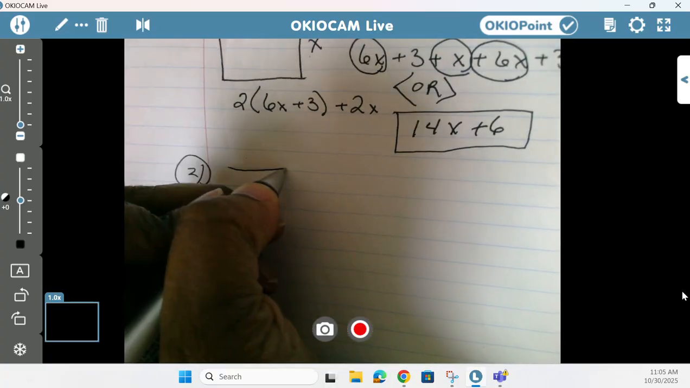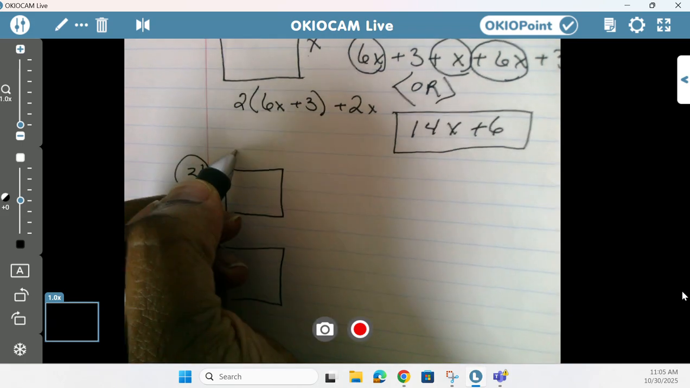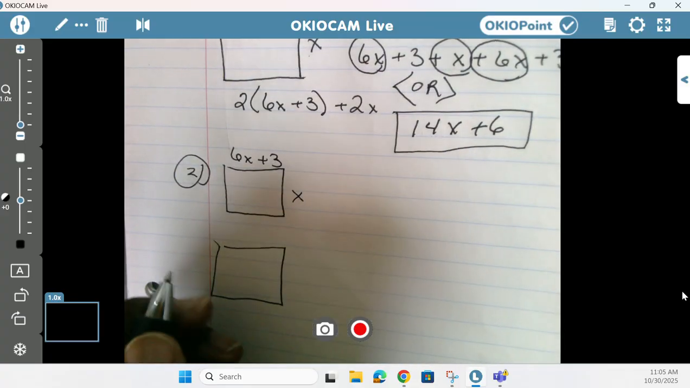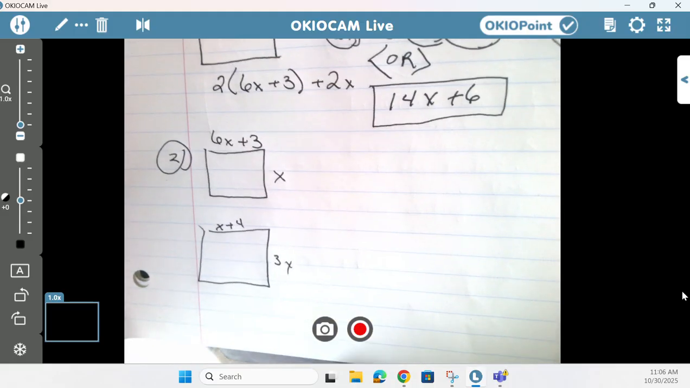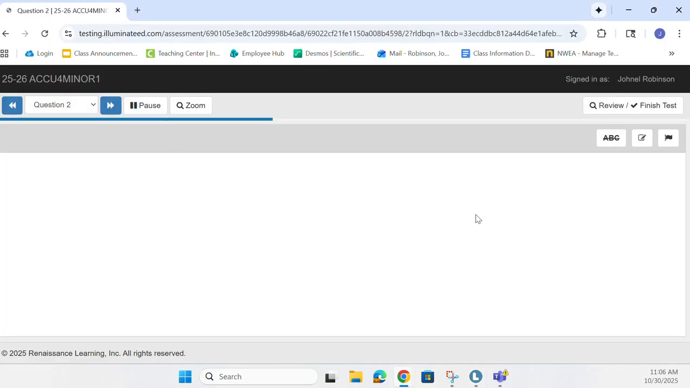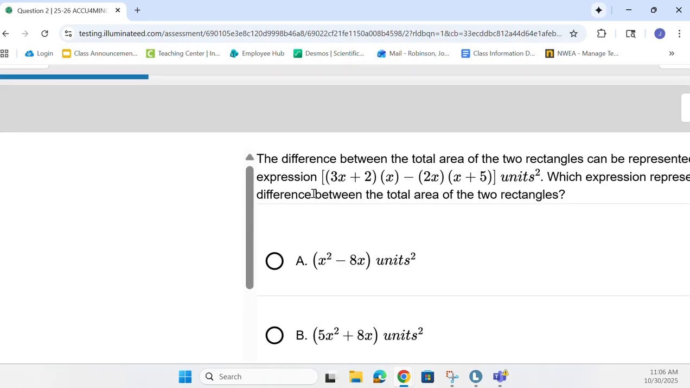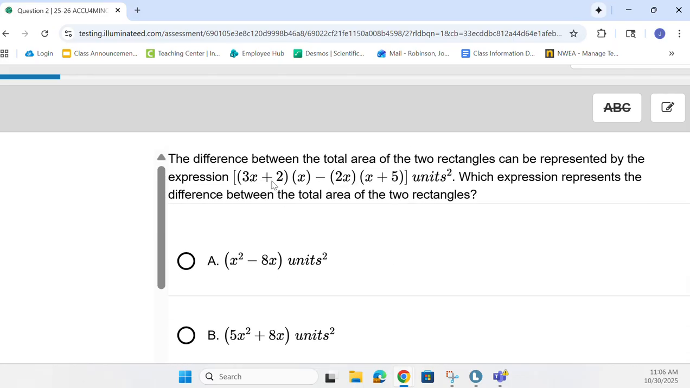Number 2. 2 rectangles. One of them may be given as 6x plus 3 and x, because that's your first one that we had. But then rectangle B is given as x plus 4 and 3x. On this problem for number 2, they're going to give you the expression that represents the difference between the total areas, and you got to find out which expression is equivalent to that one.